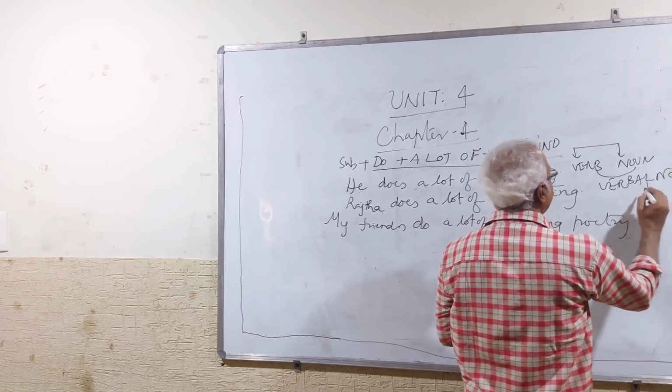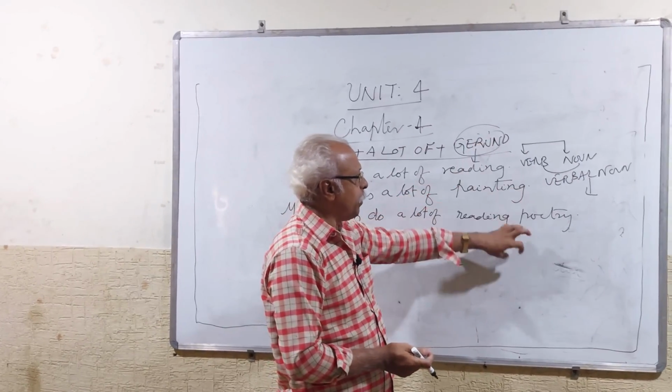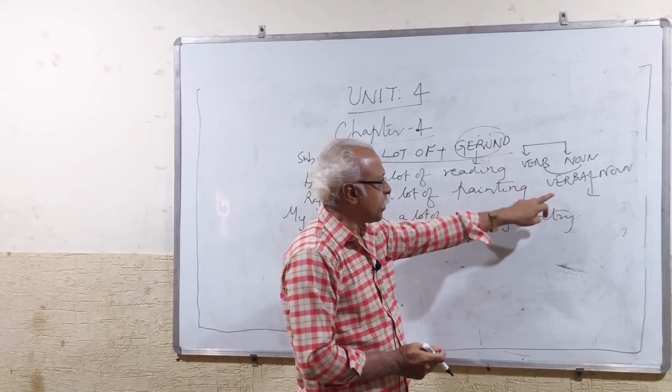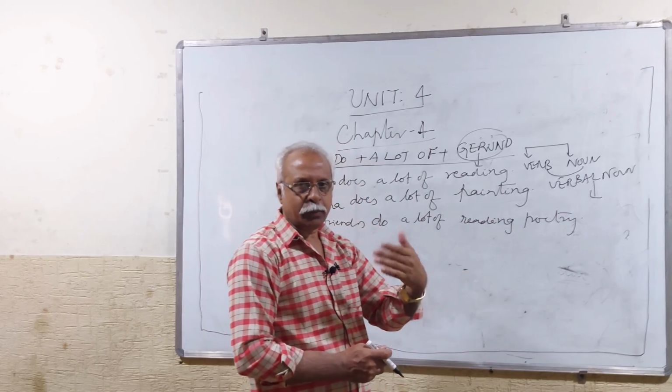A verbal noun is nothing but a gerund. What do I mean? A gerund has the form of a verb. It does the work of a noun. So it is called a verbal noun. Reading, writing, playing, like that.